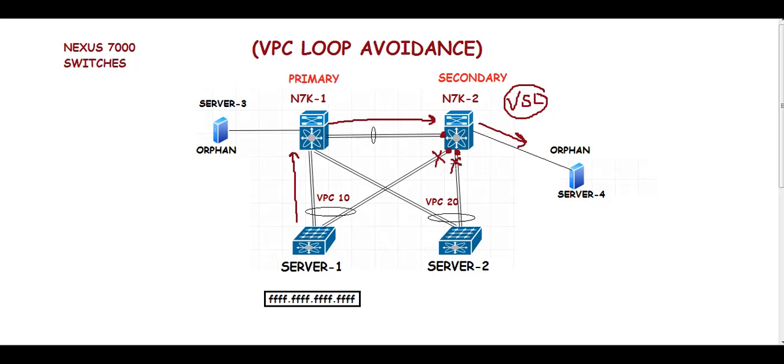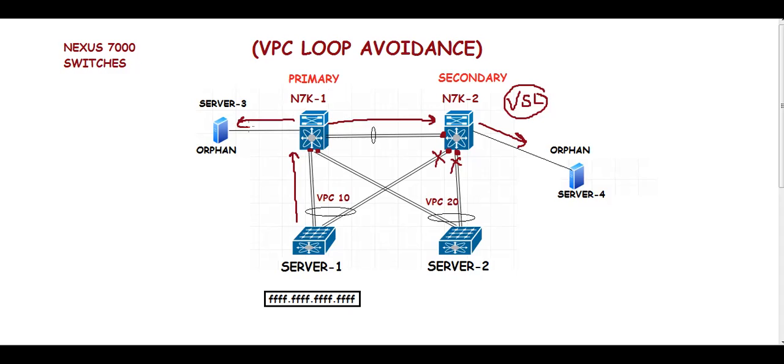Okay. The same is the case with N7K2. If N7K2 is sending any traffic over the peer link to N7K1, it is going to set the VSL bit, and because of the behavior of the VSL bit, that traffic will be filtered on the VPC member ports. That is why only the orphan ports will receive that traffic. So this is how the VPC loop avoidance mechanism works.